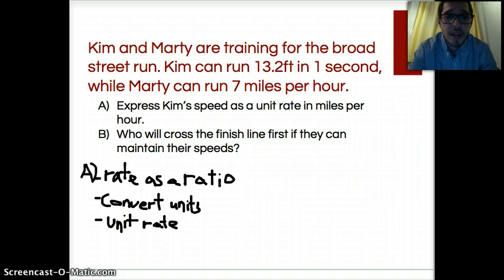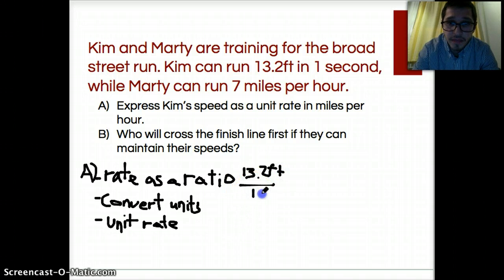Okay, so A is really asking us to do 3 things: write the rate as a ratio, convert the units to what you want, and then turn it into a unit rate. Alright, so first part is to make it a ratio. When we do that, we make 13.2 feet over 1 second.